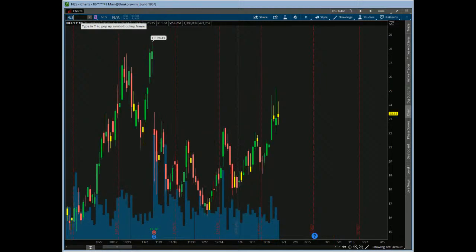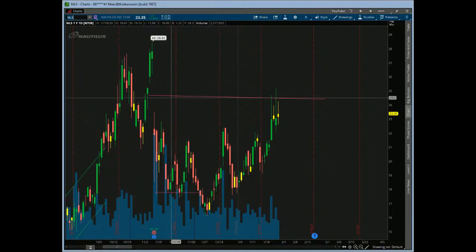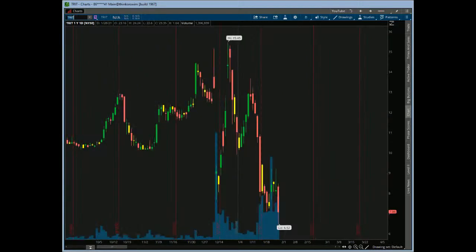NLS, yeah. Up, inside, up, inside. So just kind of chopping around these ranges right here. Still has that gap above, which it couldn't quite fill the other day. So let's see if it does get any traction to it. So good stuff there.